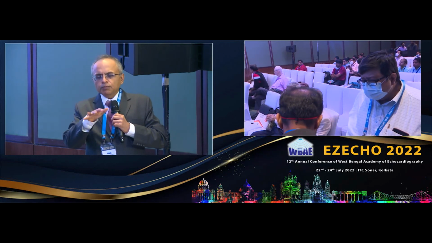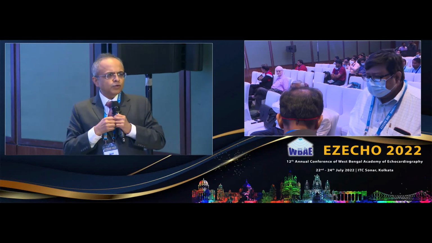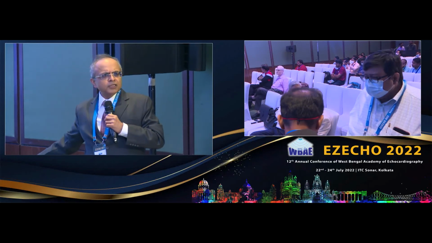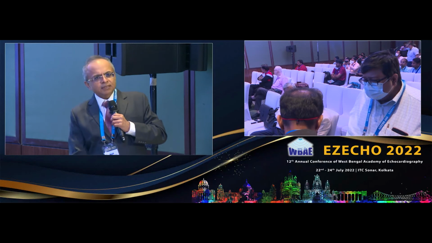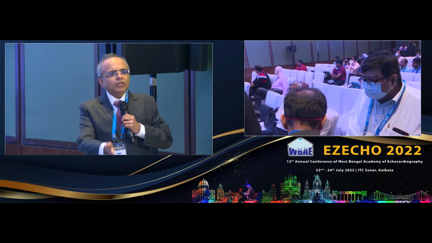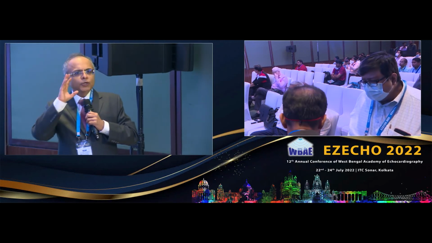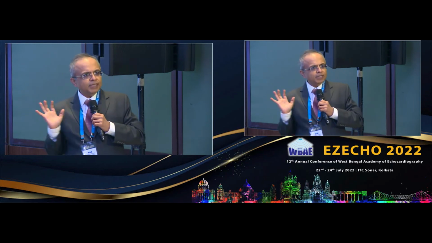No, I'll tell you, before even doing the echo, if the manufacturer's EOA is something like 1.4 square centimeter, and he's a 2 meter square large man, I know that already there is a PPM, because 1.4 divided by 2 is already 0.7. So I know that there is a PPM I am going to expect. So that means before even touching the patient, you divide the manufacturer's EOA by the patient's body surface area and think whether he is going to have a PPM or no PPM, correct?